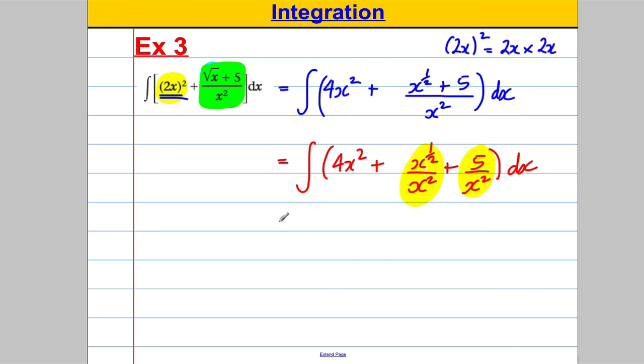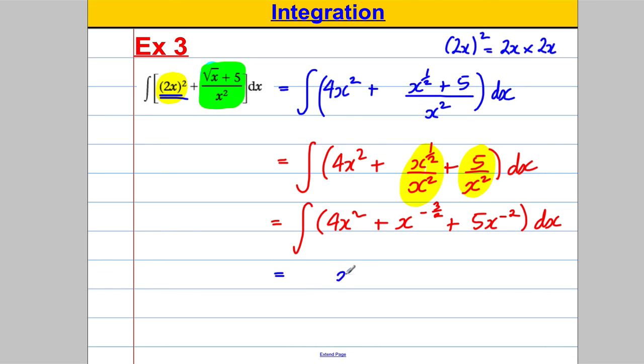So this is going to be equal to the integral of 4x squared. X to the half divided by x squared is x to the half take away 2, which is plus x to the negative 3 over 2, negative 1.5. Plus 5 over x squared is plus 5x to the negative 2. And we're going to at last integrate this with respect to x. Now and only now can I drop the integral sign because I'm doing the integration now.